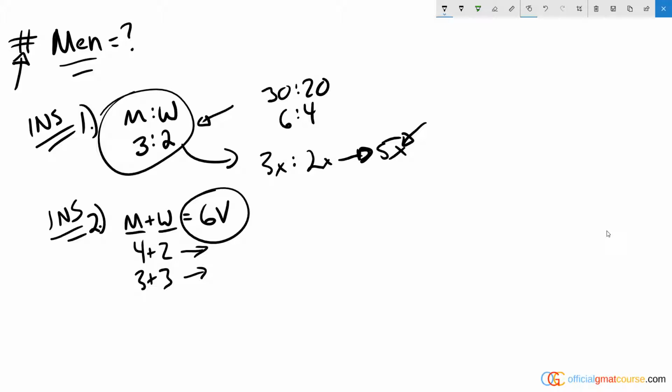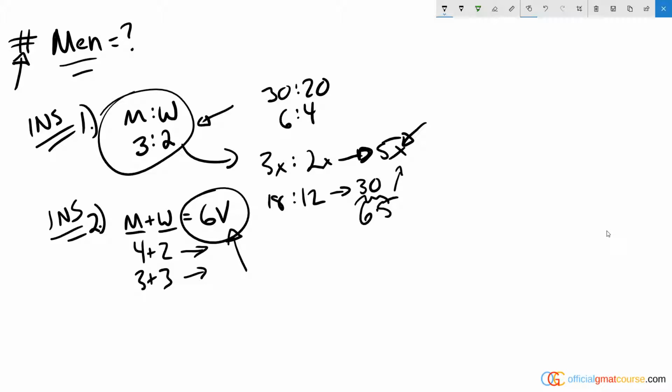If we have this situation, then we know that x has to be a multiple of 6. So the total would be maybe 18-12 with a total of 30. And that would follow both rules. We have a 3-2 ratio, and we could have 6 vans of 5 each for the 30 people.